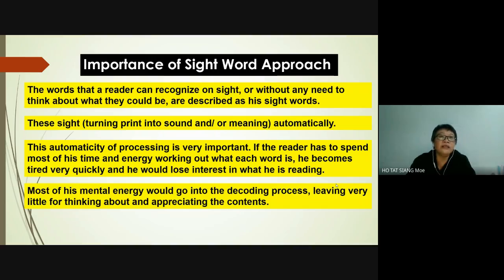This automaticity of processing is very important. If the reader has to spend most of his time and energy working out what each word is, he becomes tired very quickly and he would lose interest in what he is reading. Most of his mental energy would go into the decoding process, leaving very little for thinking about and appreciating the content.